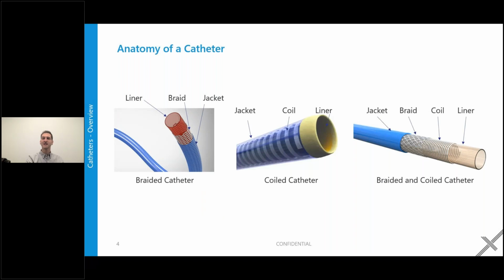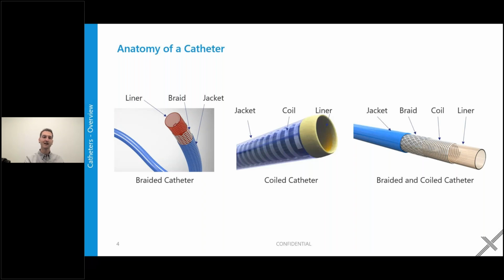And so here's the anatomy of the three basic types of passive, non-steerable catheters. We've got a braided catheter, a coiled catheter, and a braided and coiled catheter. These are going to consist of some sort of liner material. We'll go into more detail about those different types of liners further down in this presentation. And then we've got a braid reinforcement layer. Now in this picture, there's only one braid reinforcement layer, but you can have more than one. You can have multiple layers of braid if you need that kind of reinforcement.